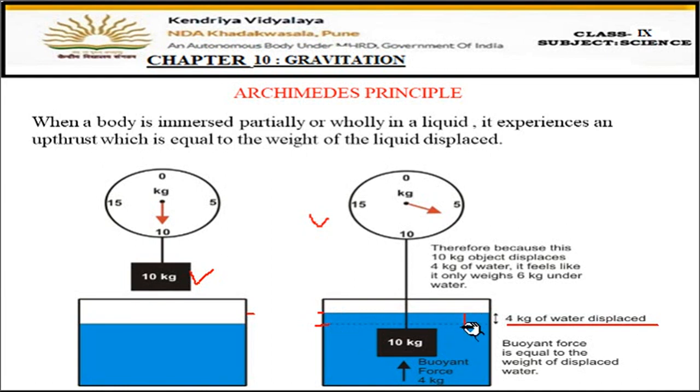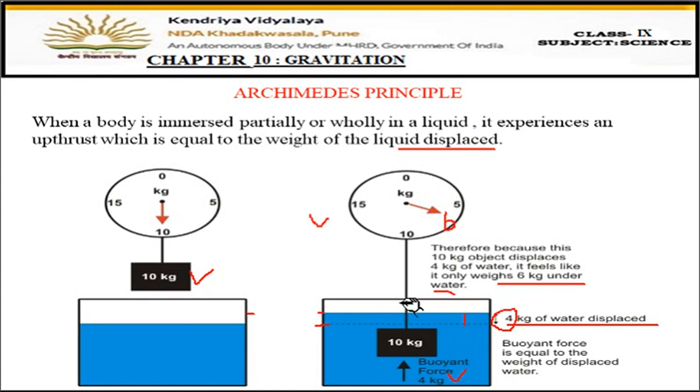Okay. So the weight of this much water is 4 kgs. So 4 kg is the weight of the liquid which is displaced, and therefore a 4 kg buoyant force will be applied on the body. And with the spring balance it can be noticed here, see, it is written 5 and here it will be what now? Okay, so readings can be seen here. Fine. So because this 10 kg object displaces 4 kg of water, it feels like it only weighs 6 kgs underwater, right? So here the reading is 6.